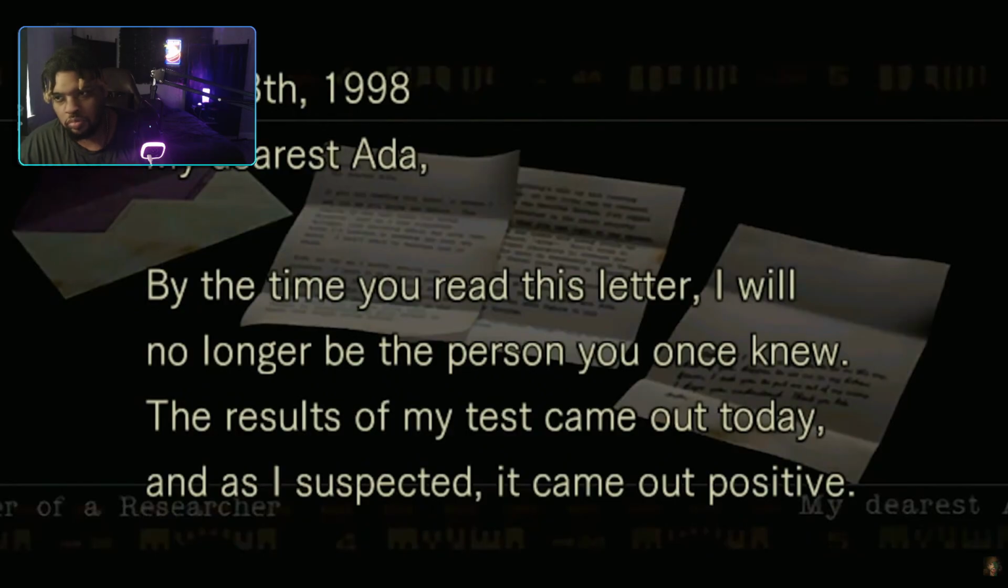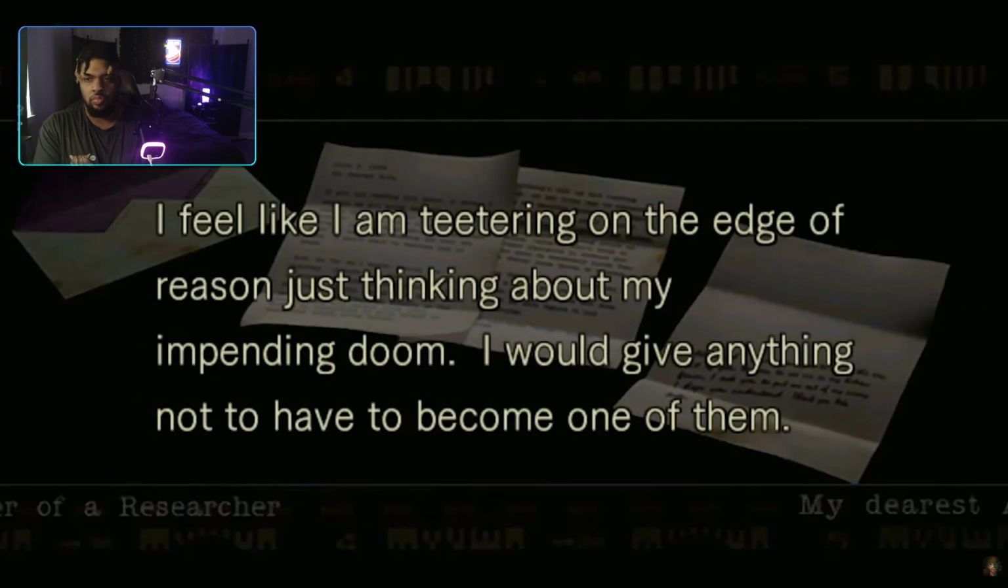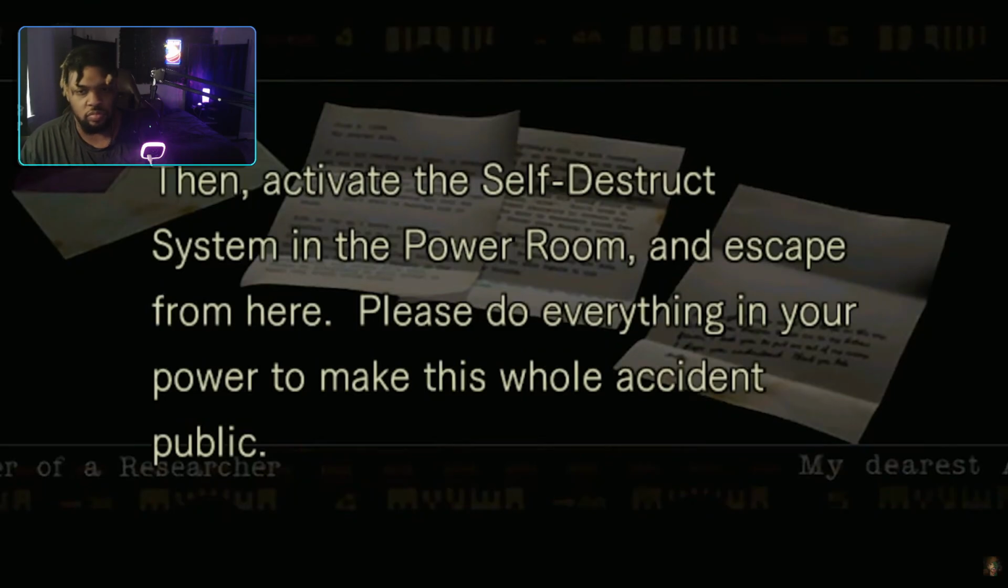One scientist we've already mentioned, John Clemens, would write to his girlfriend, Ada, telling her that he was changing into something else thanks to the virus, and for her to do everything in her power to make sure the leak there at the Arklay laboratory went public, to not let Umbrella cover it all up.